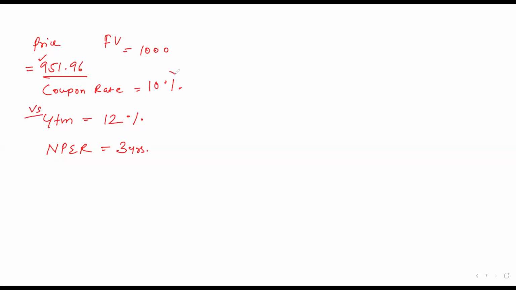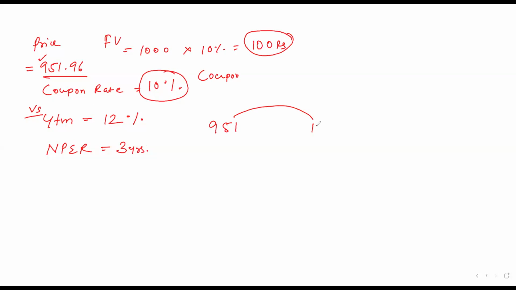10% is the return generated from coupon rate. It means that out of face value of 1000, every year you will be generating 10% of it, that is 100 rupees. But is that the only return to you? No, that is not the only return to you. You have also made a return by buying something at 951 and redeeming it at 1000. So with the coupon return, you also enjoyed this appreciation, right?